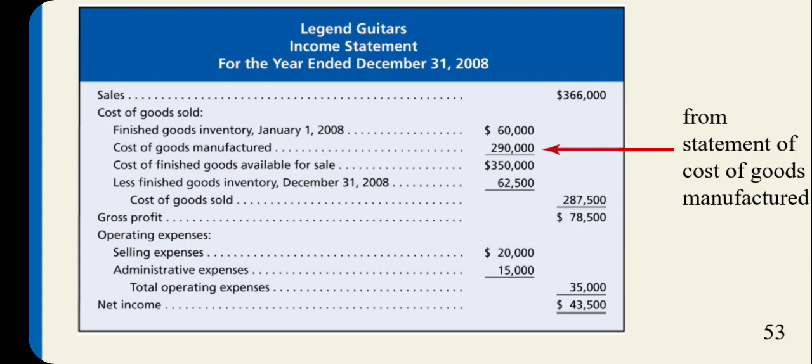A service business does not have inventories because a service business does not sell products. But for a manufacturing business, the business produces something, so the business has inventories. So the format of the income statement for a manufacturing business is like this. Sales, which is the revenue for a manufacturing business, and then you have to minus cost of goods sold.